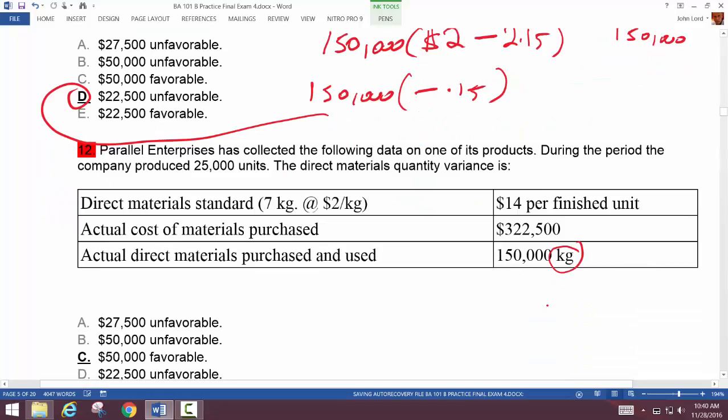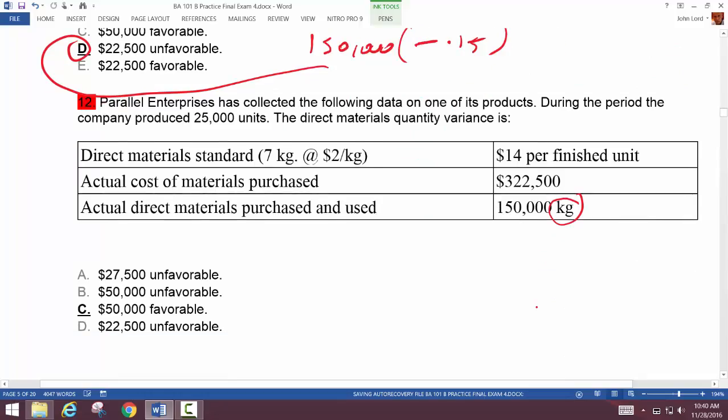So let's go ahead and take a look. And I can't change the tables. Not that I noticed it, but I can't change the tables anyway on these questions. The tables are kind of locked in, I think. So anyway, what are we looking for here? Materials quantity. So we need standard prices. Materials quantity, we take standard price times standard quantity minus actual quantity, right?